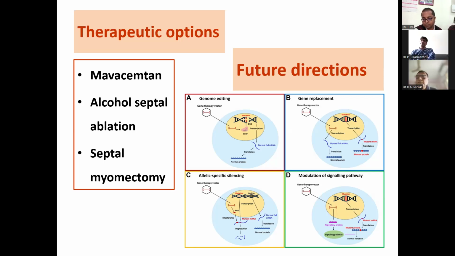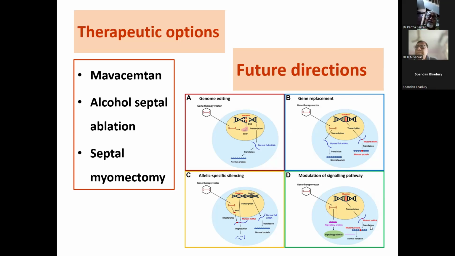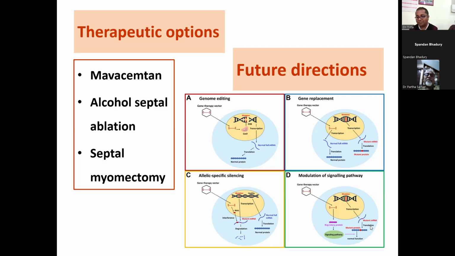Okay. Any indication of Norpace? Sir, can you repeat? Not Norpac, Norpace. Disopyramide. Yes, it can also be given. There is a role. I haven't used it, but disopyramide is definitely a treatment option.